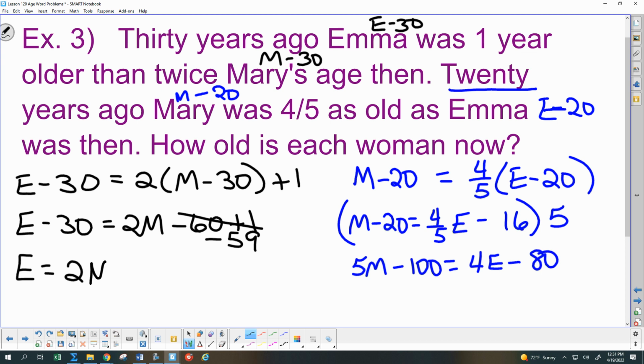So maybe a substitution. And then if I add 30 to both sides, I've got E equals 2M minus 29. Sorry about that. Does that look right for the substitution? And then I'd like for you to put that in for this E and see if you can solve first for Mary's age and then go back and get Emma's age.